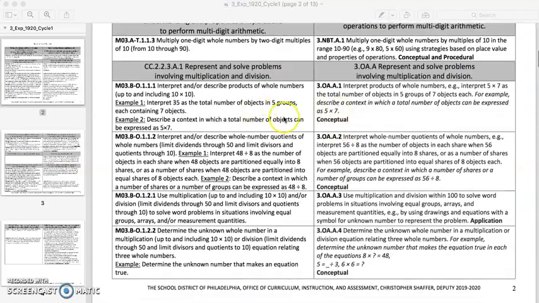It's helpful to see that these are really basically the same. It's all about which lingo you want to use. Are you going to use M03.B-O.1.1.1 or 3.OA.A.1? The words are almost identical.